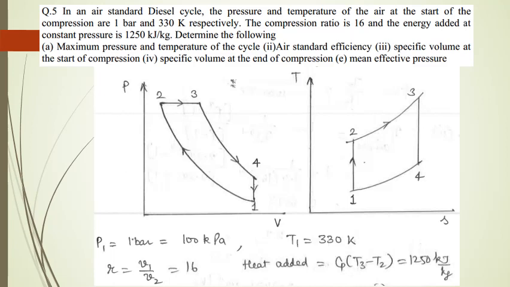Now P1 equals 1 bar, that is 100 kilopascal, T1 equals 330 Kelvin, and the compression ratio, which is V1 upon V2, is equal to 16, and the heat added during constant pressure heat addition, which is Cp into (T3 minus T2), is given as 1250 kilojoule per kg.